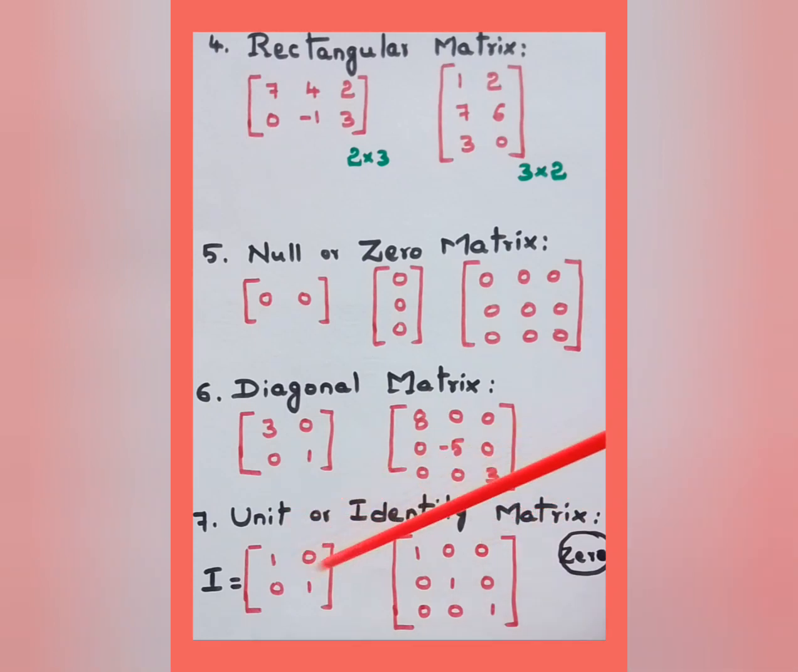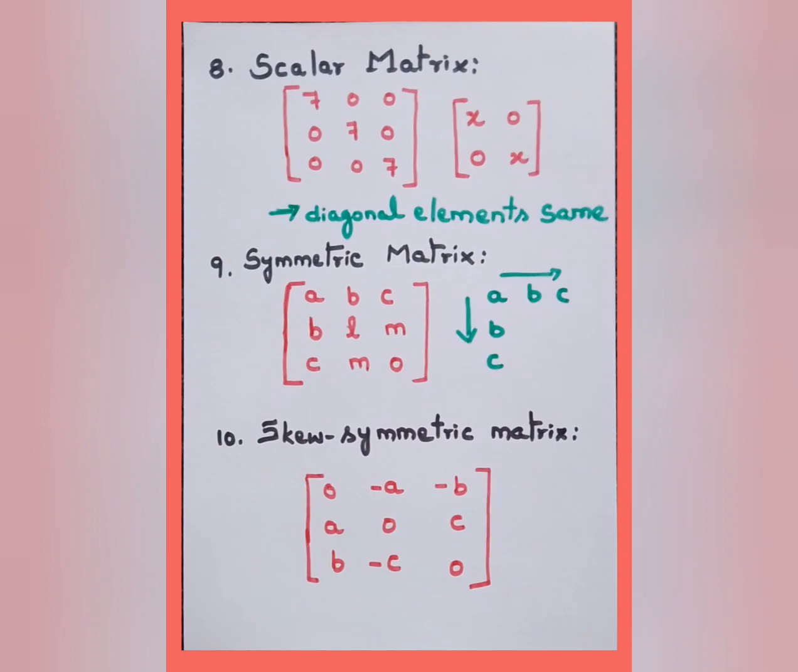Here also you can observe. Even this side also you can take up. Okay, diagonal if it is, remaining all elements are 0, not any other numbers except zeros. Cleared? We shall move to the next type of matrix, that is scalar matrix.